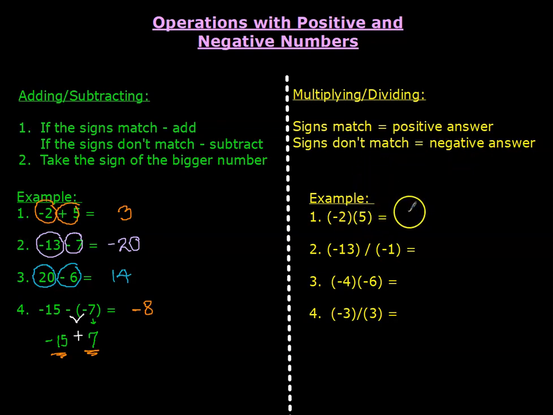So 2 times 5 is 10. These signs are not the same. One's negative, one's positive. Doesn't matter that the smaller number is negative. The signs just don't match. So when you multiply and divide, that makes it a negative answer.